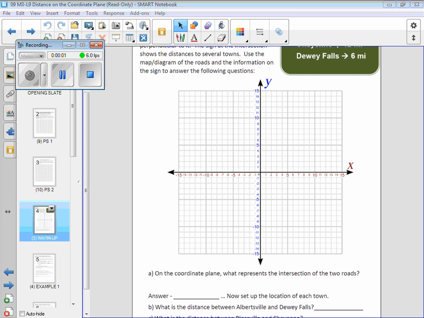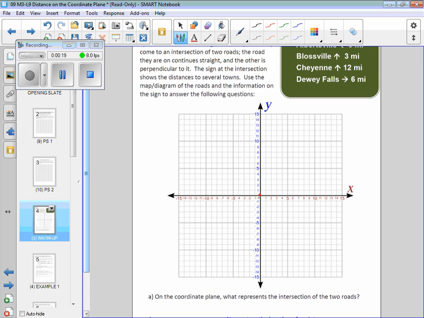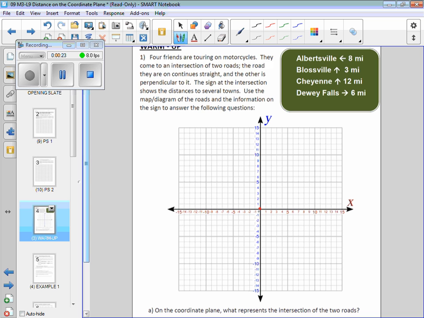Okay. So starting at the intersection, where on the coordinate plane is the intersection of the two crossroads? Bridget. 0, 0. So from here, we come down to the sign on the road that tells us where to go. So you have Albertsville. From the origin is 8 miles to the left. So you put a point at -8. And we'll call that A for Albertsville.